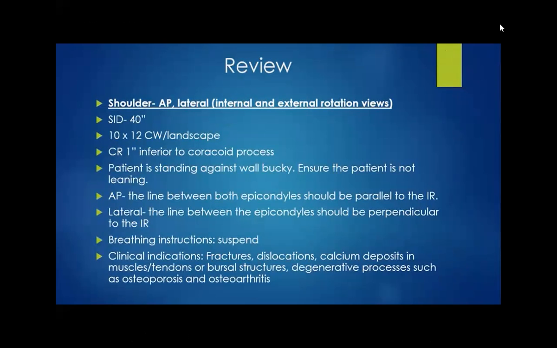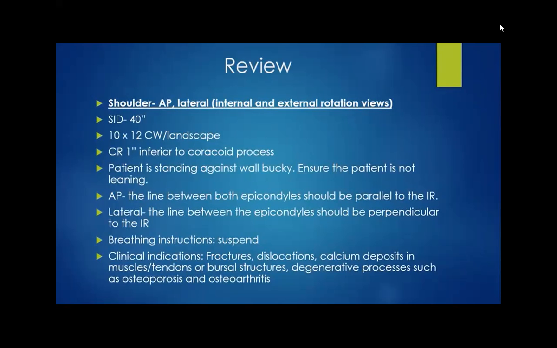Patient's going to be erect against the wall bucky. Ensure the patient is not leaning. This is probably the most common way and the preferred way. The AP, the line between both of the condyles, is going to be parallel to the IR. That lets you have an AP elbow, which gives you the external rotation. Externally rotate the hand until that line is straight with the IR. That's our AP view. Lateral, the line between the epicondyles should be perpendicular to the IR.